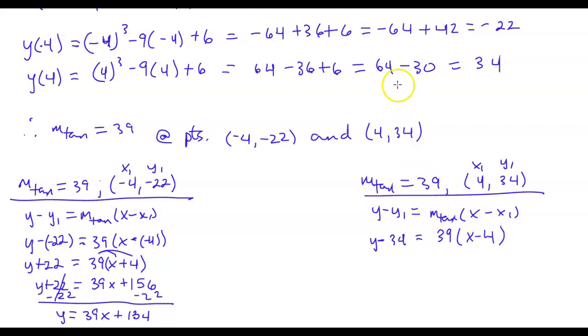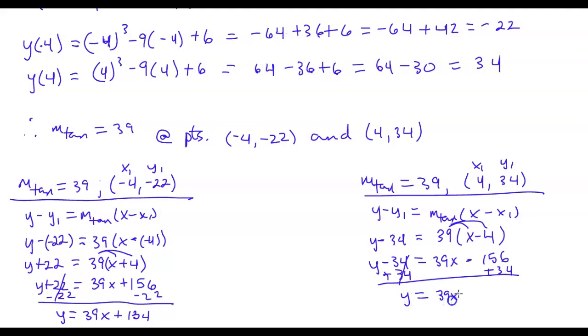All right. And so now from here, we'll distribute again. This is 39x minus 156. And then we'll add 34 to both sides. All right, and so then this will be minus 122. And so that will be the other tangent line that we have.